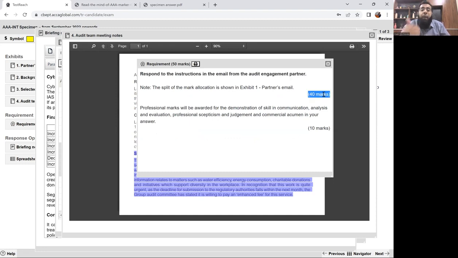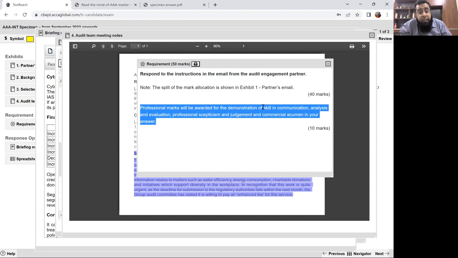40 marks, if you remember: 25 marks for audit risk, 5 marks relating to audit procedures, and 10 marks relating to matters to consider before accepting the engagement of social and environmental audit. And then 10 marks for professional skills: communication, analysis and evaluation, professional skepticism and judgment, and commercial ethics. See, these professional skill marks are not a separate requirement. You just have to attempt your 40 auditing marks in a professional manner to get these 10 additional marks.